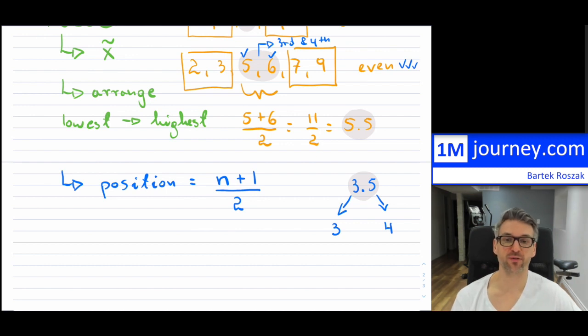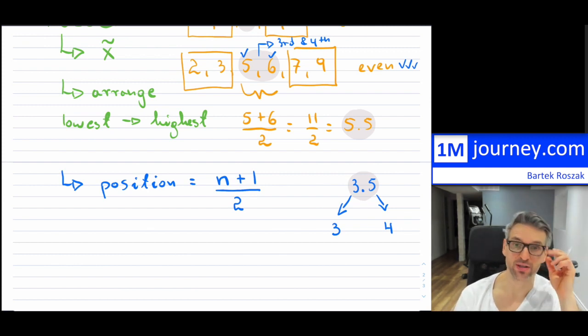So let's try it for our example here. What I'm going to do is arrange them from lowest to largest, and then we will find out our position, and then we'll find out our median. I'm going to do the arranging in sped-up motion. So we'll see you back shortly.